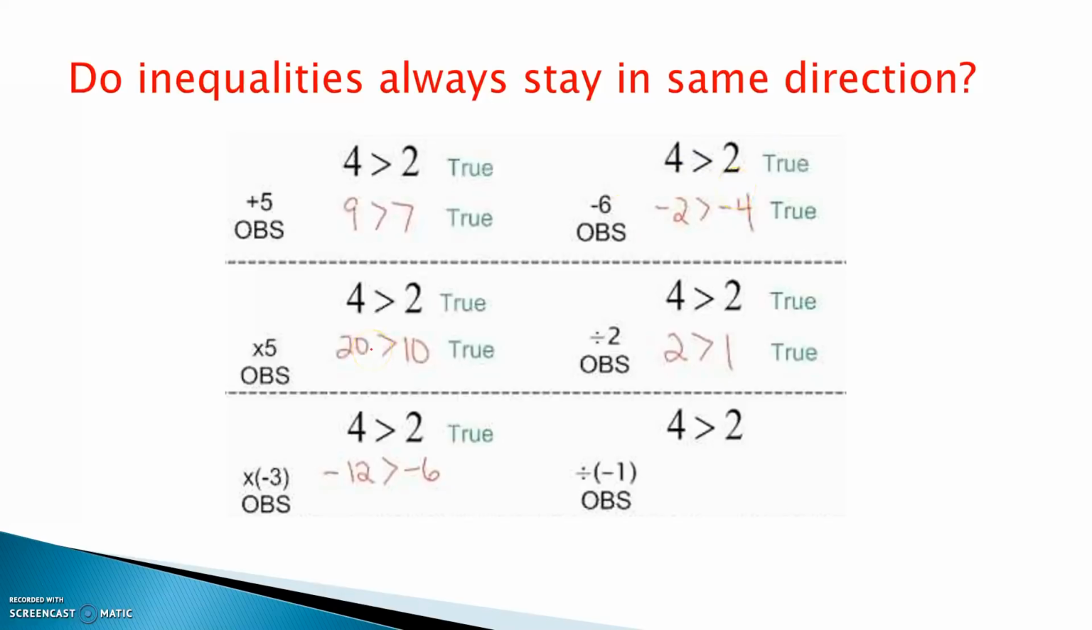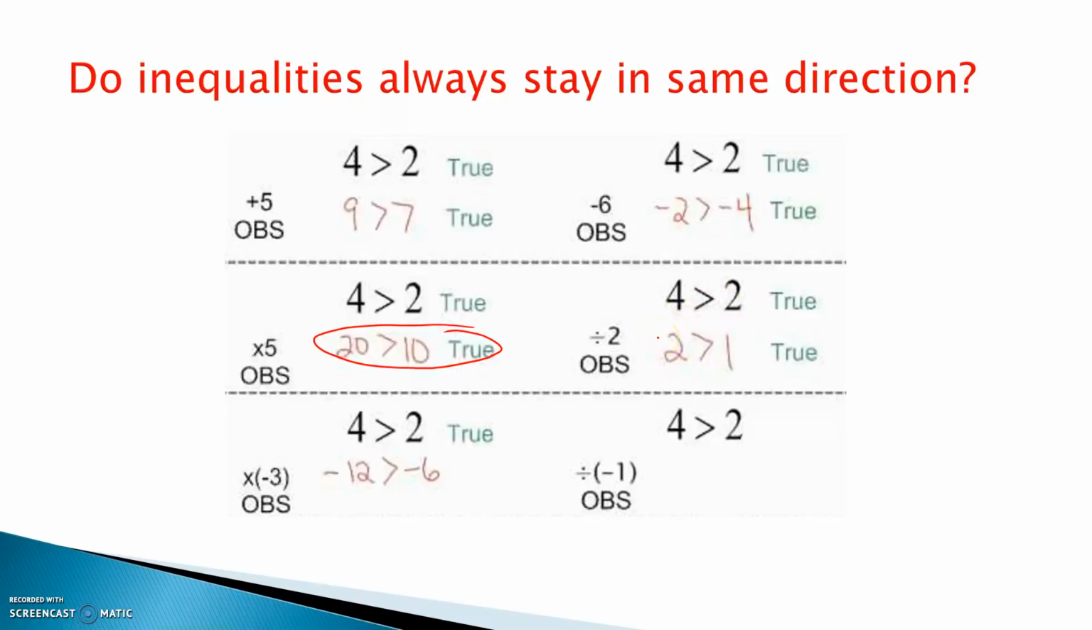What happens if I'm multiplying? Okay, multiplying by a positive here. Notice this is a positive. Well, 4 is greater than 2. Again, it's still a true statement. What if I multiply the left by 5? Well, I get 20. If I multiply the right side by 5, I get 10. Well, is 20 greater than 10? Yes, this is also still a true statement, even if you go ahead and do division.